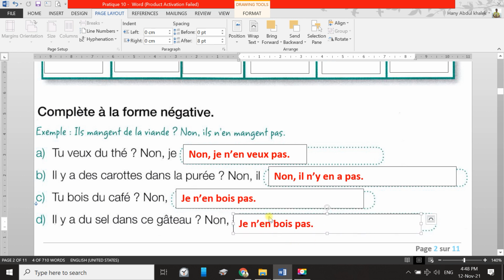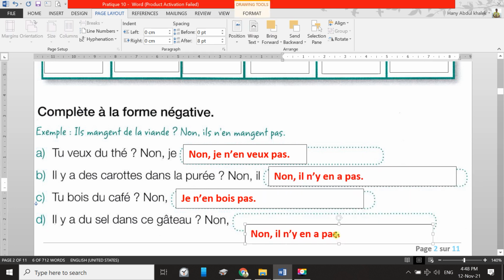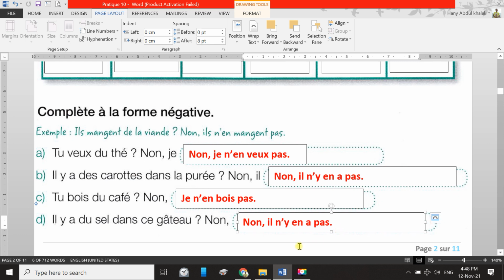Okay, here the same idea like this one. Let's cancel this and write this one here. Non, il n'y en a pas. Non, il n'y en a pas dans le gâteau. Here, this word dans ce gâteau, it's optional. You can write it or not. But what we cancelled, and we have to cancel for sure 100%, it's du sel. Pay attention. Dans ce gâteau, we can write it or not, as you like. Dans la purée, we can write it or not, as you like.